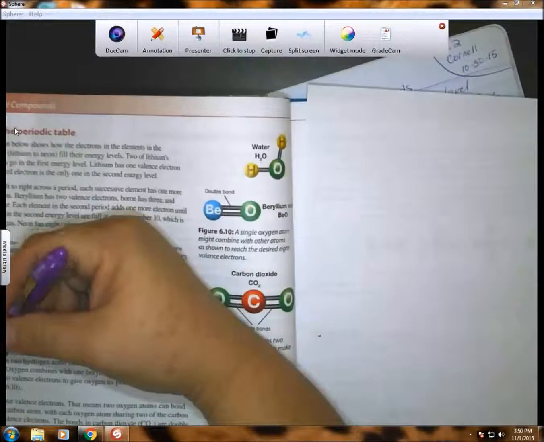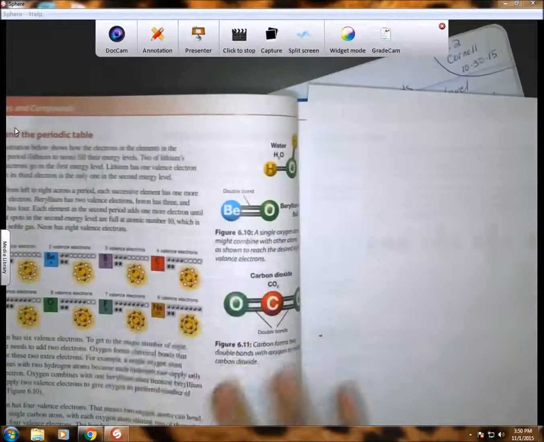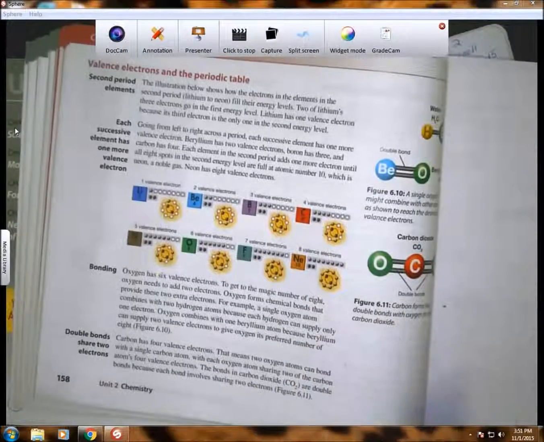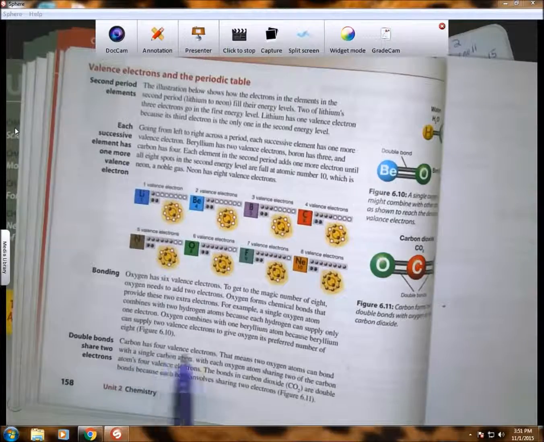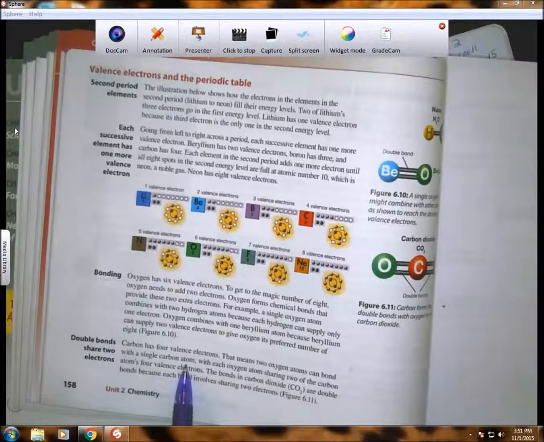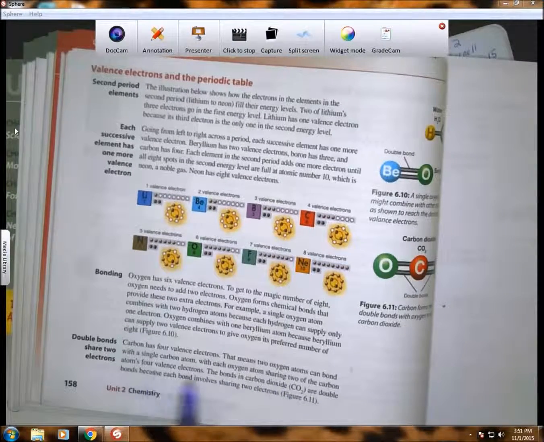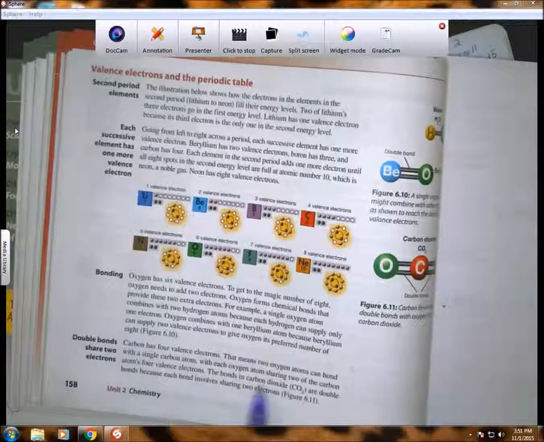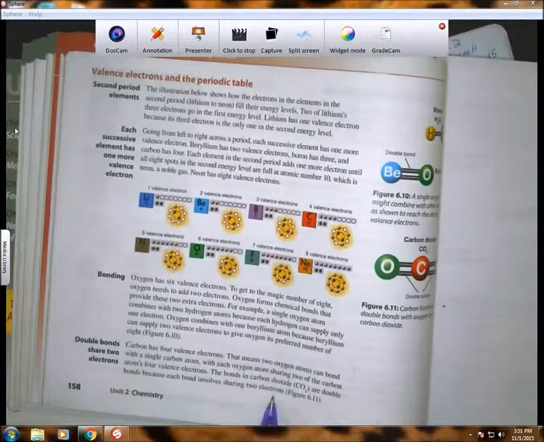Double bonds share 2 electrons. Carbon has 4 valence electrons. Oh, you can't see, can you? All right. Hopefully you're reading along in your book. Carbon has 4 valence electrons. That means 2 oxygen atoms can bond with a single carbon atom, with each oxygen atom sharing 2 of the carbon atom's 4 valence electrons. The bonds in carbon dioxide are double bonds because each bond involves sharing 2 electrons.